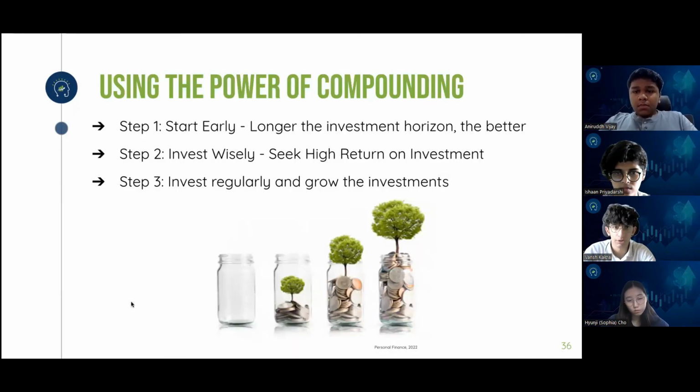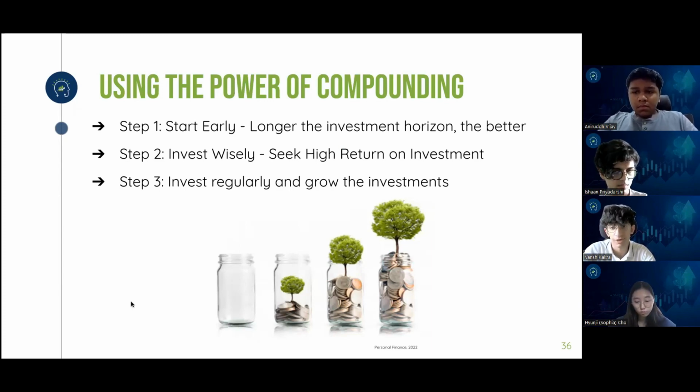So we'll move on to using the power of compounding. The first step is to start early, because the longer the investment horizon, the better. Starting early facilitates a longer time, and this in turn adds to the magic of compounding, as more interest on interest can be earned and better wealth can be created. The second step is to invest wisely, because you want to seek high returns on investment. The investment ought to yield an appealing rate of return, whereby the investor is able to get abnormal profits by the end of the compounding.